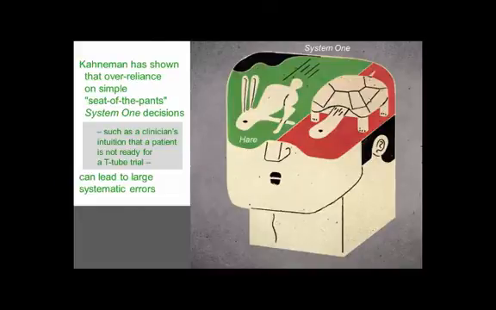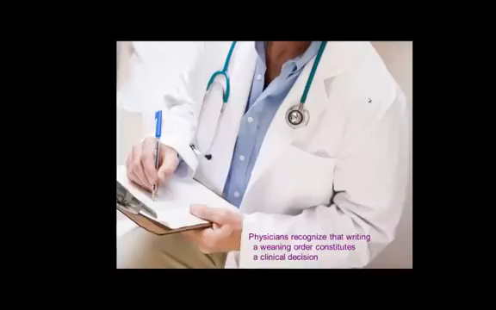In his research, Kahneman has pointed out that over-reliance on simple seat-of-the-pants system 1 decisions, which would be kind of rules of thumb, for example, in terms of weaning, where a clinician's feeling is that the patient is not ready for a T-piece trial, if you just have that gestalt in your body, well, that can lead to very large systematic errors. And so, we all recognize that whenever we write an order, we're making a decision.